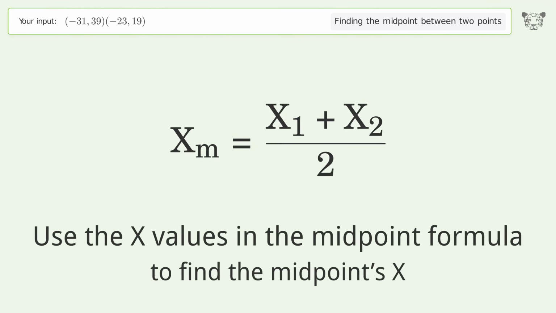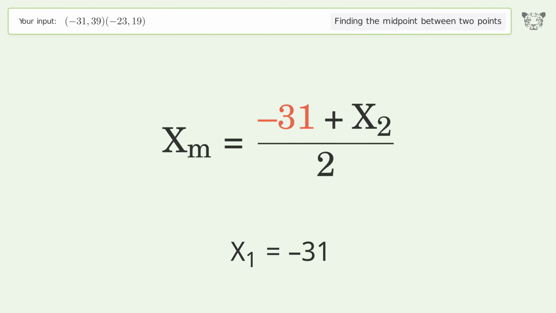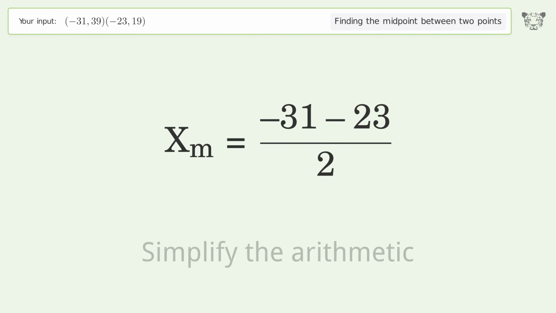Use the x values in the midpoint formula to find the midpoint's x. x1 equals negative 31. x2 equals negative 23. Simplify the arithmetic.